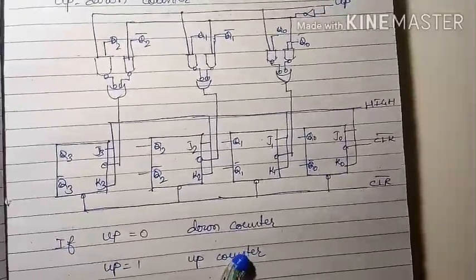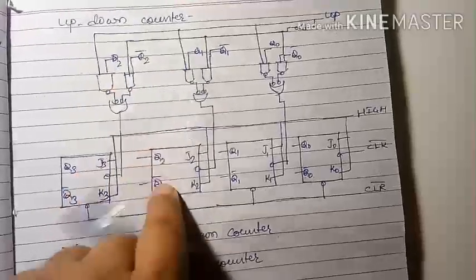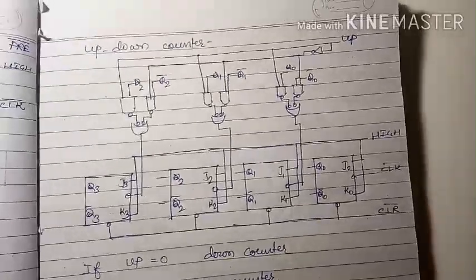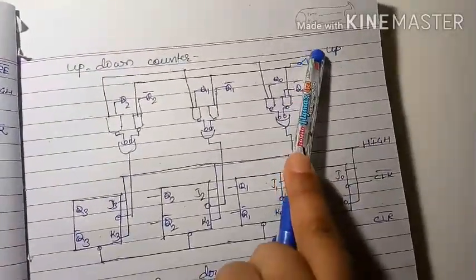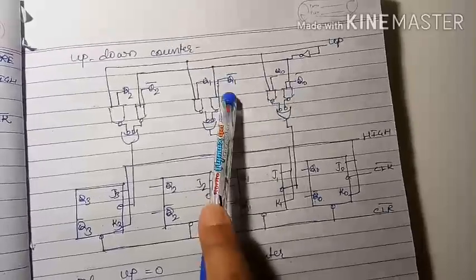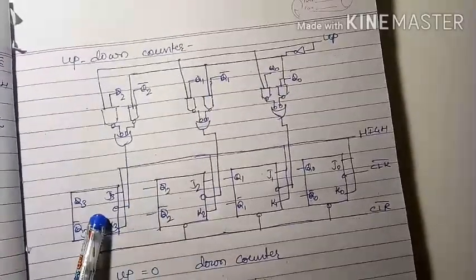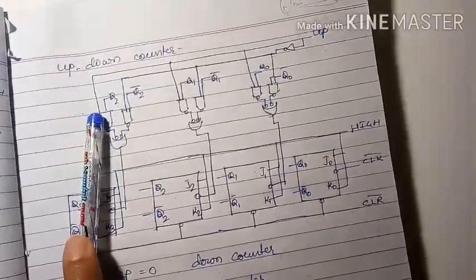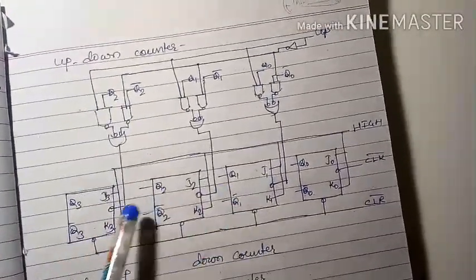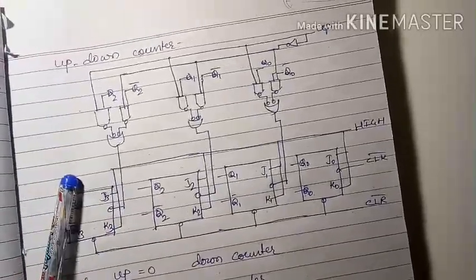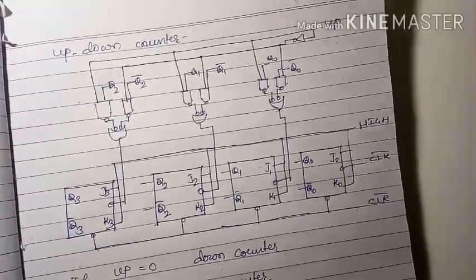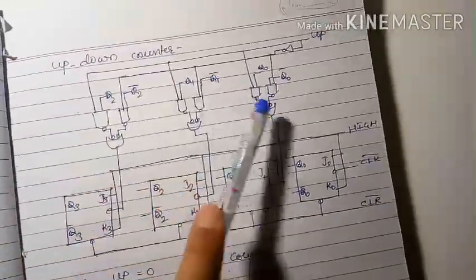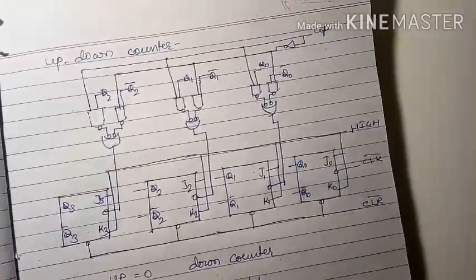But when up is high, then Q2, Q1 and Q0 are transmitted to the clock inputs. That is, when up is 0, then Q0 bar, Q1 bar, Q2 bar are transmitted to the clock. When up is high, then Q0, Q1 and Q2 are transmitted to the clock, and so it works like an up counter. So in this way you can use the same circuit with some special control circuitry as an up or down counter.